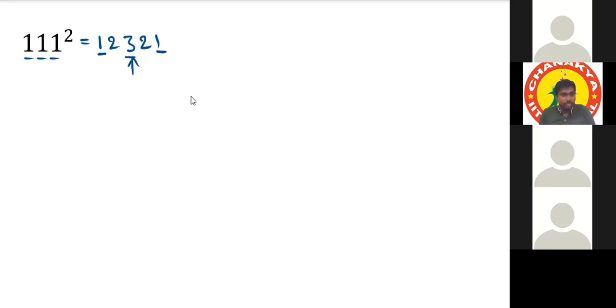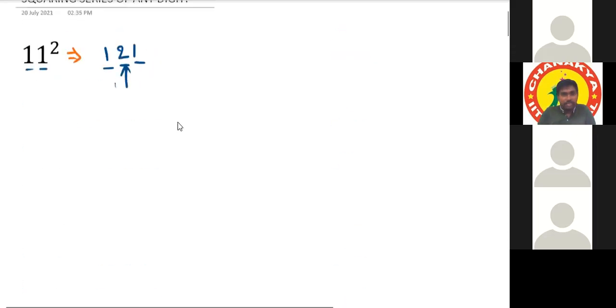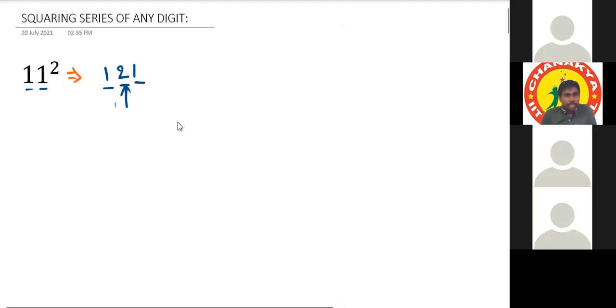What is your doubt? I understood, but what if it is 1 to 1? If the question is 1 to 1, then go for the previous method using duplex. This is for series of ones. Squaring series of any digit: first we are seeing ones, and later we'll see 2, then 3 and 4 and so on.